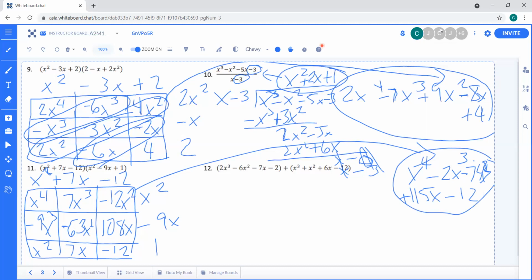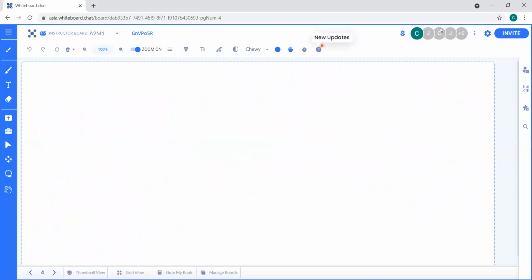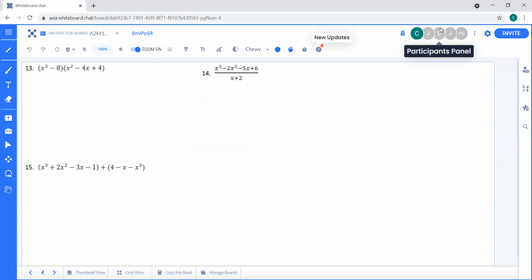All right, and this one for number 12, we're just combining like terms. And since it's not negated, all we do is add. So that's simply going to be 3x cubed minus 5x squared minus x minus 14. Just combining like terms there. All right, let's look at 13, 14, 15. All right, 13.